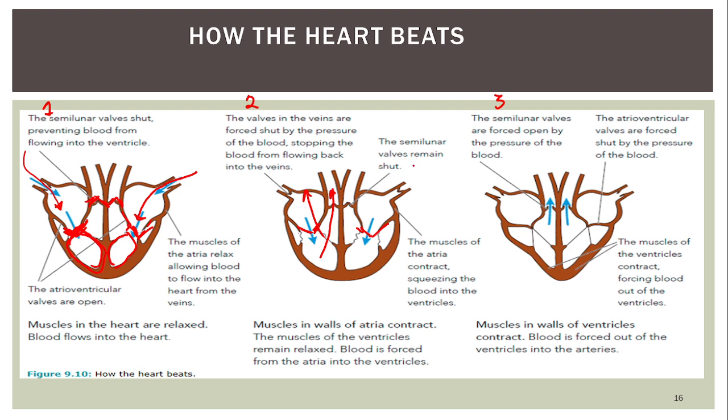The semilunar valves remain shut. The muscles of the atria contract, squeezing the blood into the ventricles. Muscles and walls of atria contract. The muscles of the ventricles remain relaxed. Blood is forced from the atria into the ventricles. Now once these two atrioventricular valves close, the heart comes to contract, and as it contracts, these two valves open, allowing blood to flow under high pressure outside the heart.